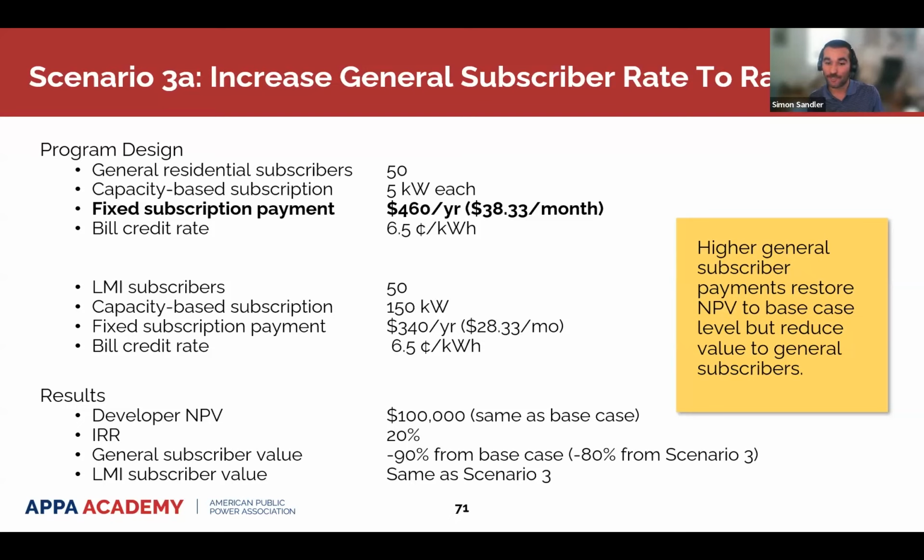However, you can of course see that the LMI customer is going to get the same savings or NPV, return on their investment as scenario 3. But of course, the general subscriber class is going to see a reduction. And so I think what shows here is how sensitive the change in a subscription fee is to the individual subscriber's savings, right? So what you can see is for the general subscriber, paying $60 more a year, going up from $400 a year to $460 per year, reduces their savings 80% between scenario 3 and scenario 3A.